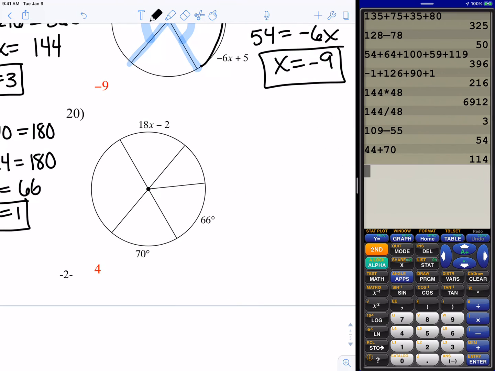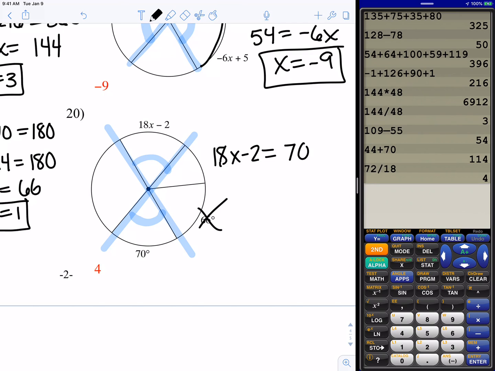And number 20. I have this diameter right here. That doesn't help me because I don't have both of these angles or arcs, and I don't have all three of those arcs. So I look and see, do I have another diameter? And I do. And those two diameters make these vertical angles right here. So this 66 is extra information that we don't even need to solve the problem, because the angle that is 18x minus 2 is equal to the angle that is 70. So if I add 2 to both sides and then divide by 18, I get x is 4.